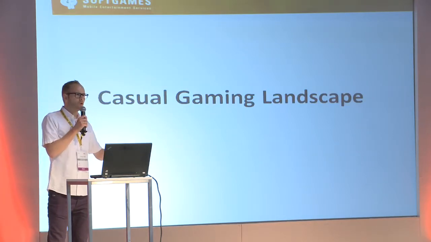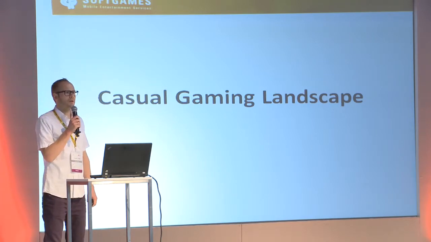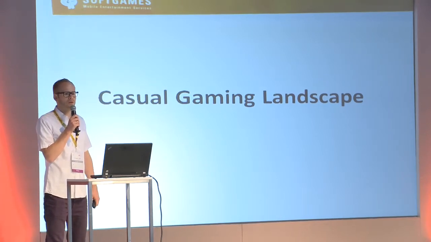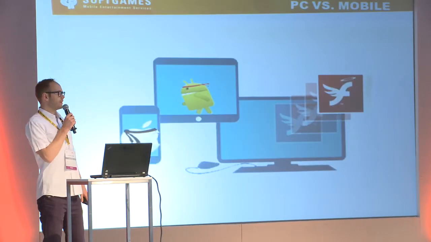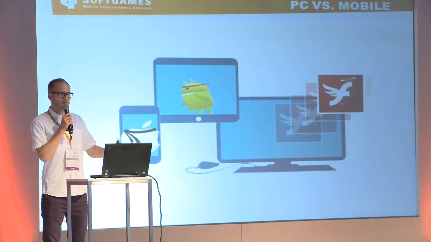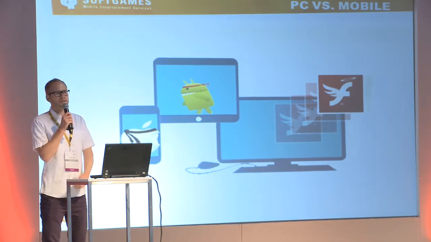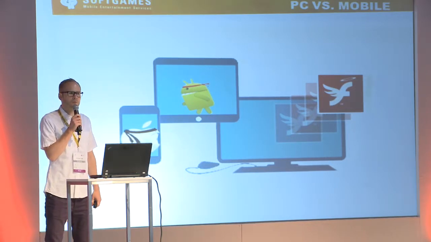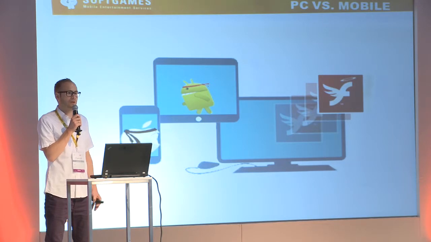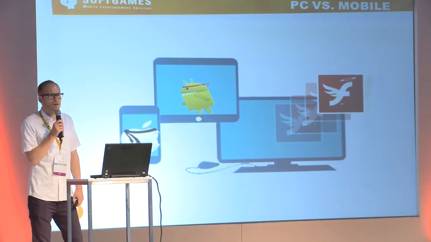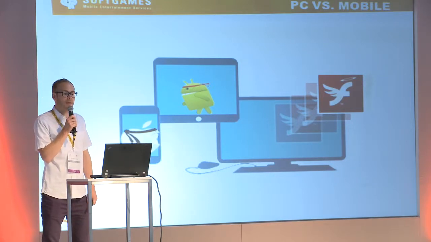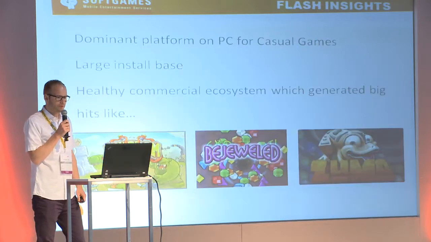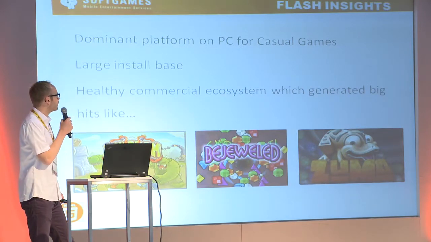Okay, let's start with a short overview of how the casual gaming landscape in general is structured today, because HTML5 is all about casual gaming. And it's pretty easy, I would say. We have the smartphone and tablet on one side and the PC games on the other side. For the PC games, we still have one major platform where casual games are built, which is Flash gaming. And on the other side, we have major platforms like Android and iOS, where most of the people are making games now. Let's start with Flash to have an overview about this as well.